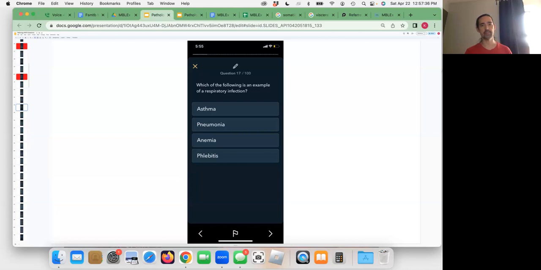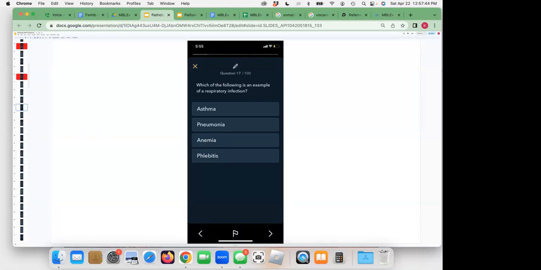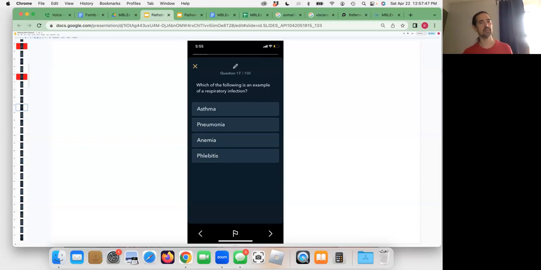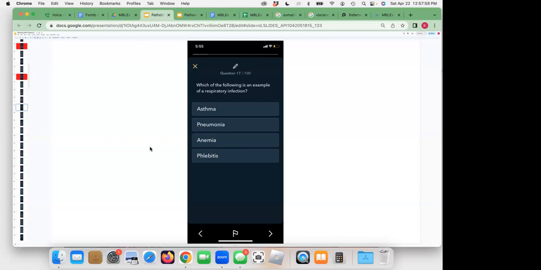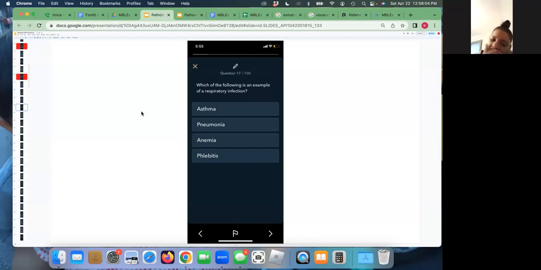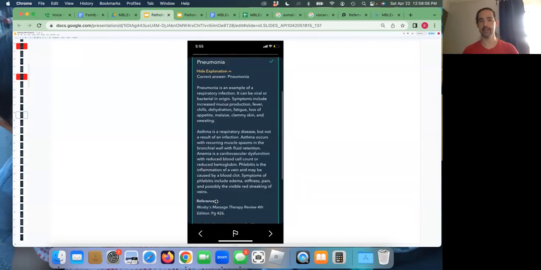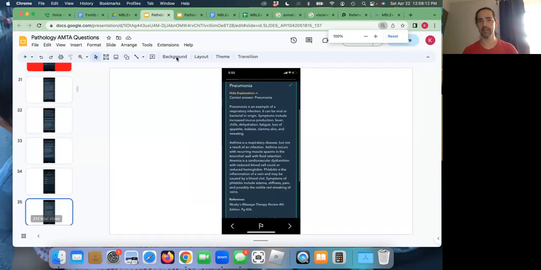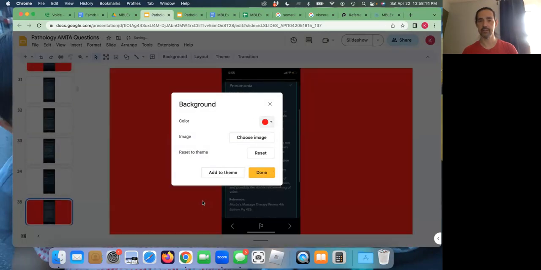Which of the following is an example of a respiratory infection? Is that asthma, pneumonia, anemia, or phlebitis? Respiratory infection. Pneumonia. Did someone say anemia? No, not anemia. Remember, A means not, and then emia refers to blood, so not enough blood. It's not asthma because the question is respiratory infection. B, pneumonia, that's right. And the last choice, phlebitis, is inflammation of a blood vessel. So definitely one you guys want to look at.